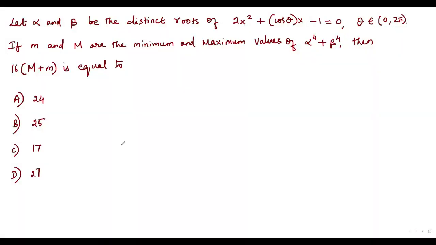Here we have an IIT JEE Main mathematics problem. Okay, let's go to the question. Let alpha and beta be the distinct roots of 2x² + cosθ·x − 1 = 0, where θ belongs to the interval (0, 2π).